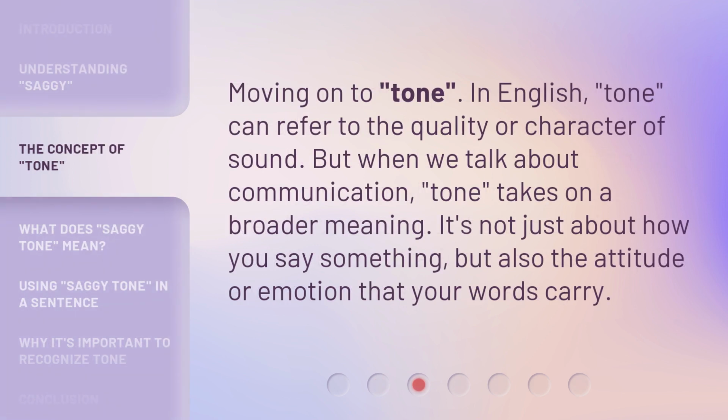Moving on to tone. In English, tone can refer to the quality or character of sound. But when we talk about communication, tone takes on a broader meaning. It's not just about how you say something, but also the attitude or emotion that your words carry.